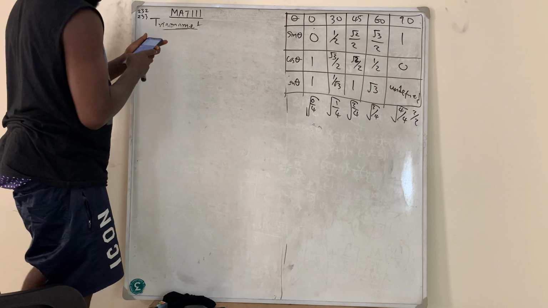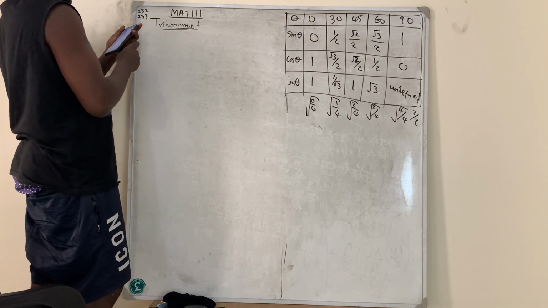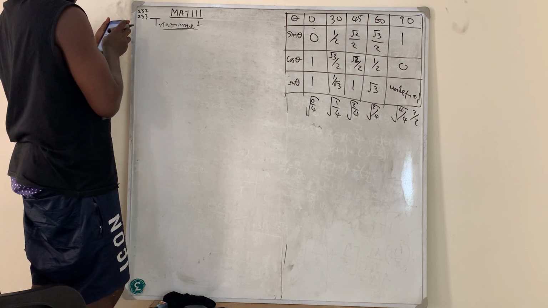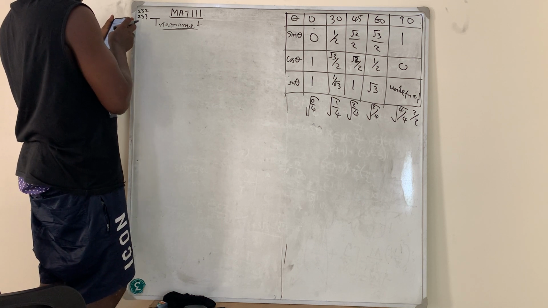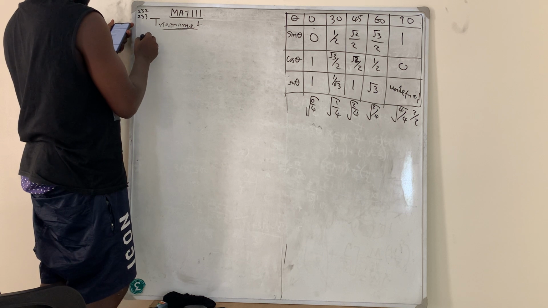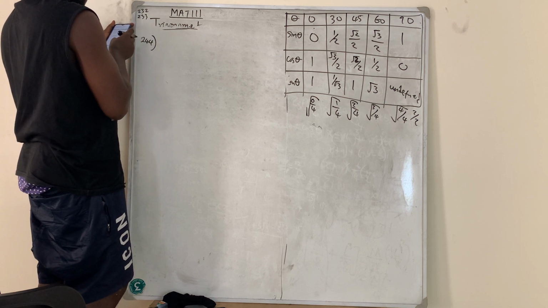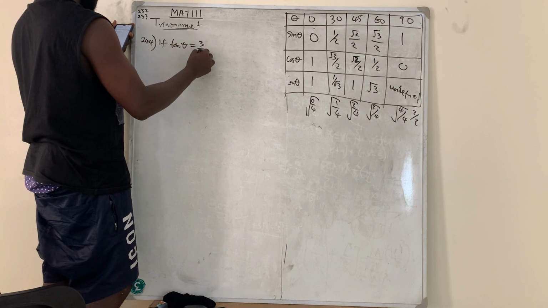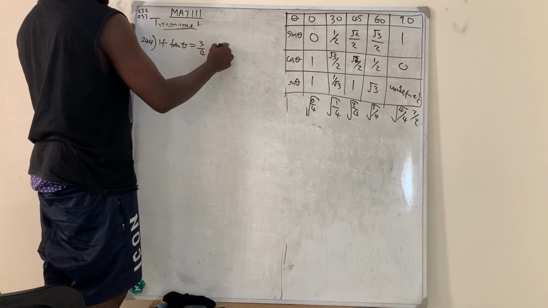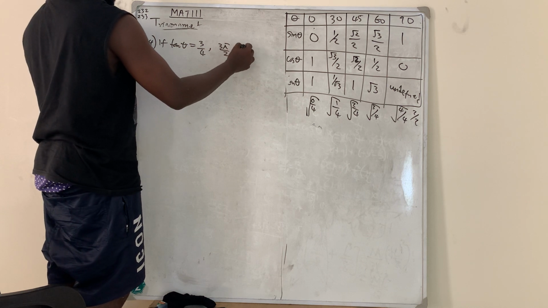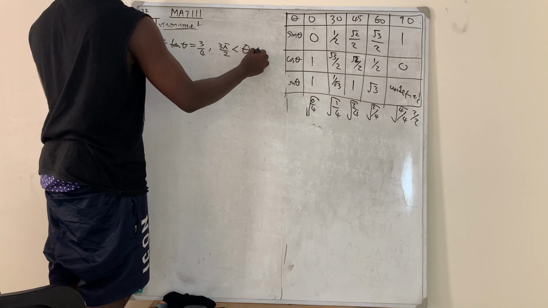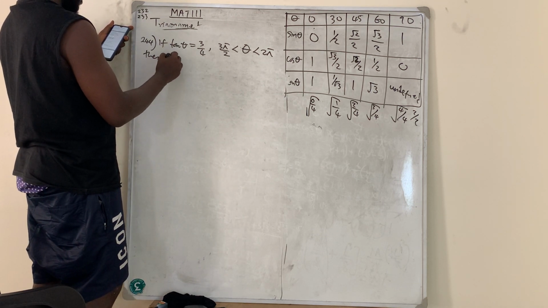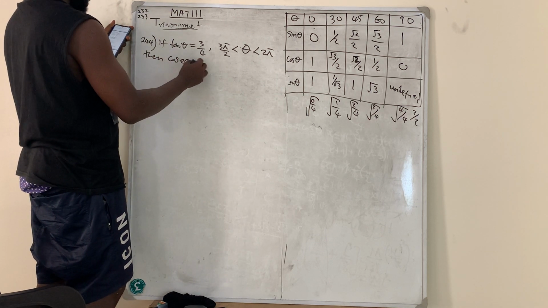We move to the next question. So the next question here said, question number 244. Question 244 said that if tan theta is equal to 3 over 4, and 3 pi over 2 is less than theta, which is less than 2 pi, then we should find cosec theta.